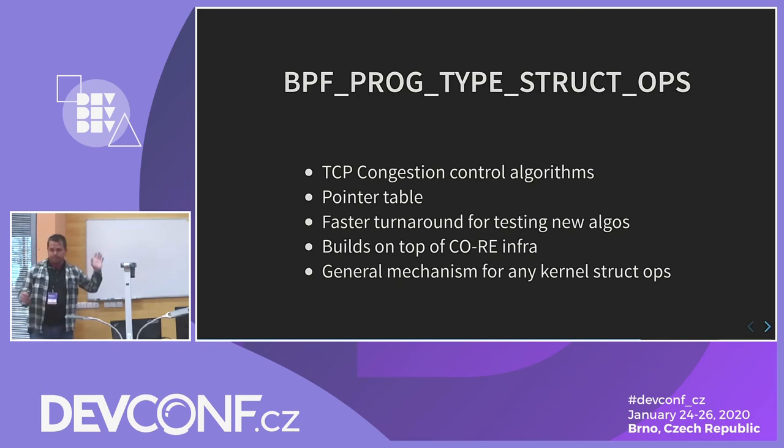I'll just briefly talk about this because the time is running out. This is another new feature which will allow parts of the kernel that are implemented as, let's say, plugins, where you have multiple implementations for some specific piece of functionality, to be implemented as BPF programs. In the past, they were implemented as modules, but now we have this compile once run everywhere infrastructure. And it should be a general mechanism for any kernel struct ops. And this opens the door for lots of parts of the kernel to be re-implemented as BPF programs.